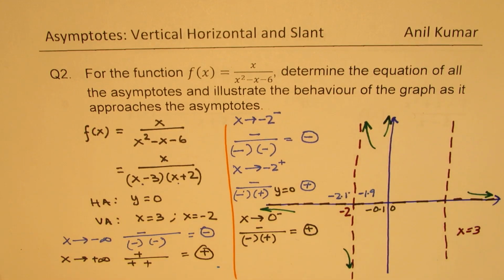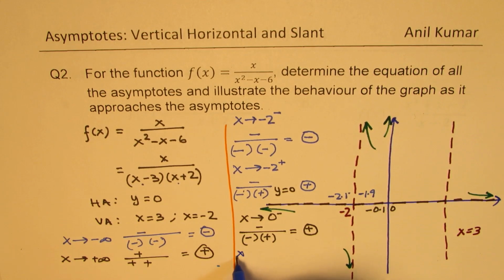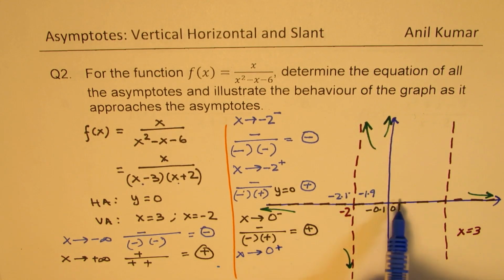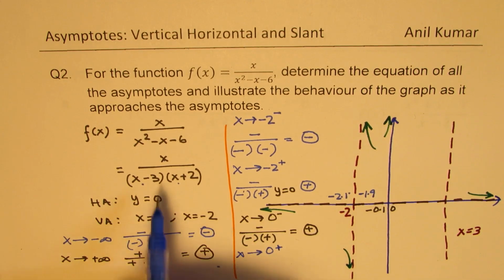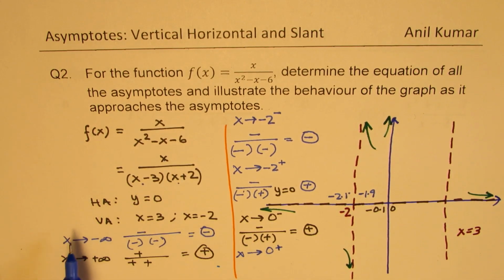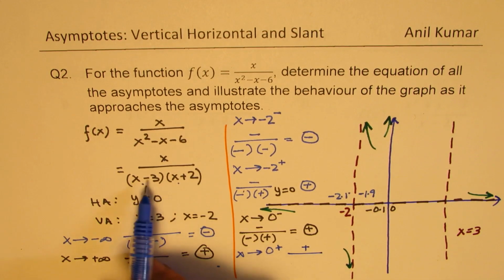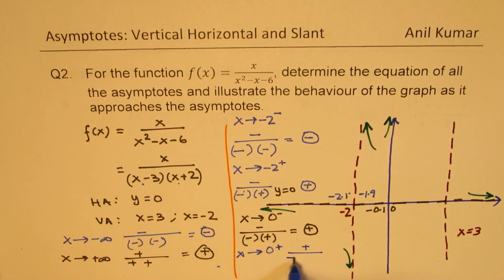Do you see that? Last, if x is approaching 0, but from the right side, we write 0 plus. In that case, we have a positive number in the numerator, right? So we have a positive number here, but in the denominator, that minus 3 is bigger negative, and that is going to be positive.